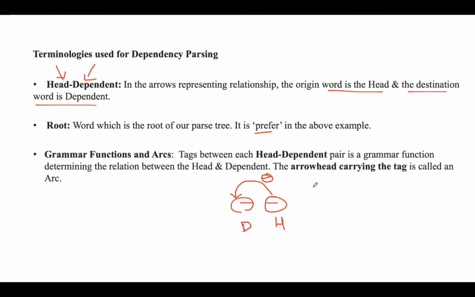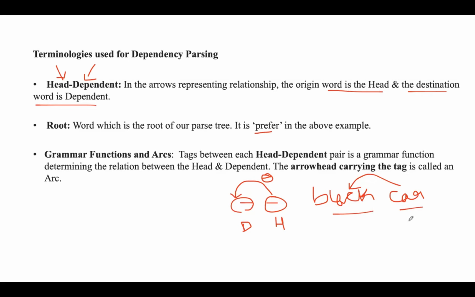So here I can say, black car. The two words are black and car. And on the arc between them, we'll use some tag. Based on that tag, we can find out the relation between car and black. Here car is the head node and black is the dependent node.